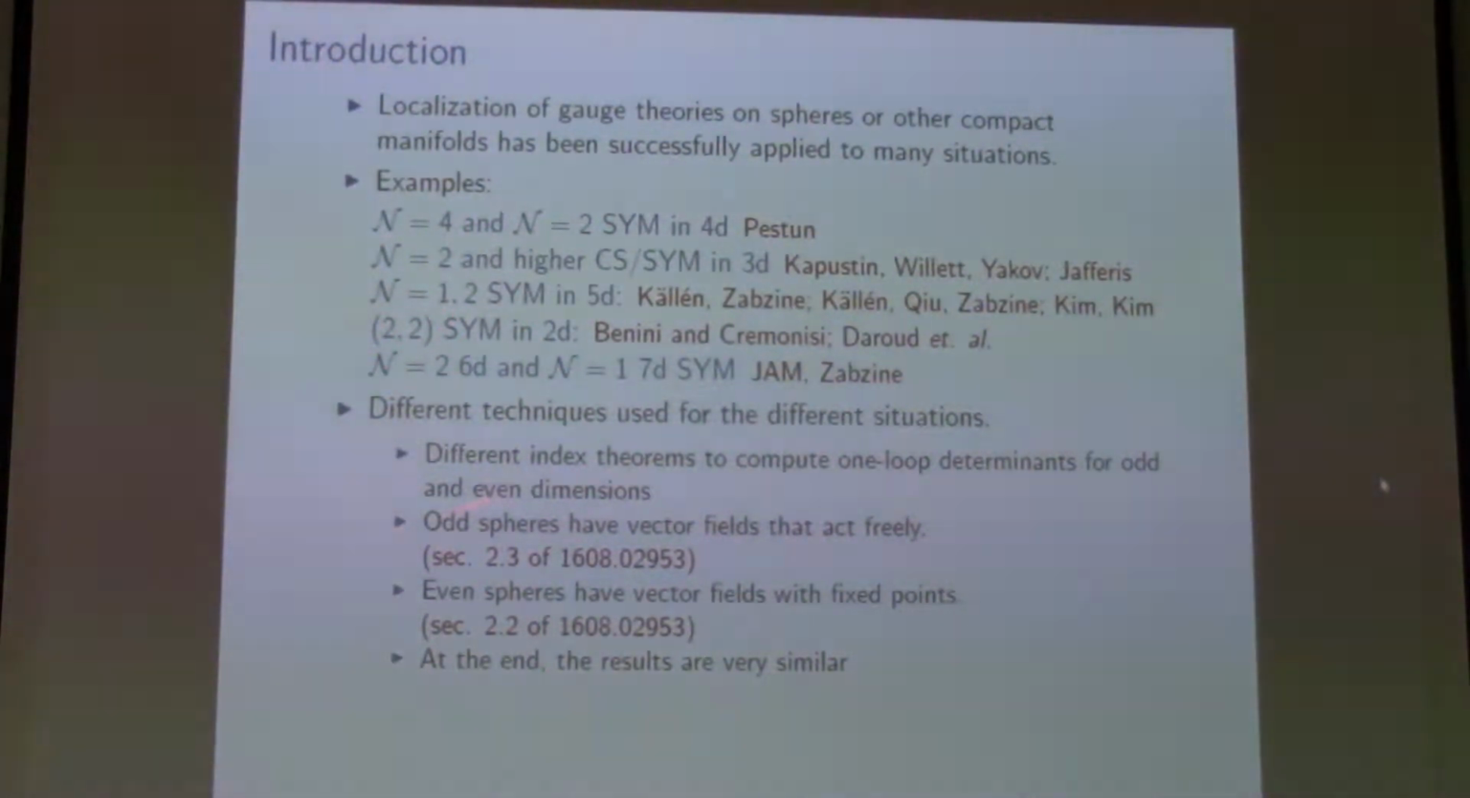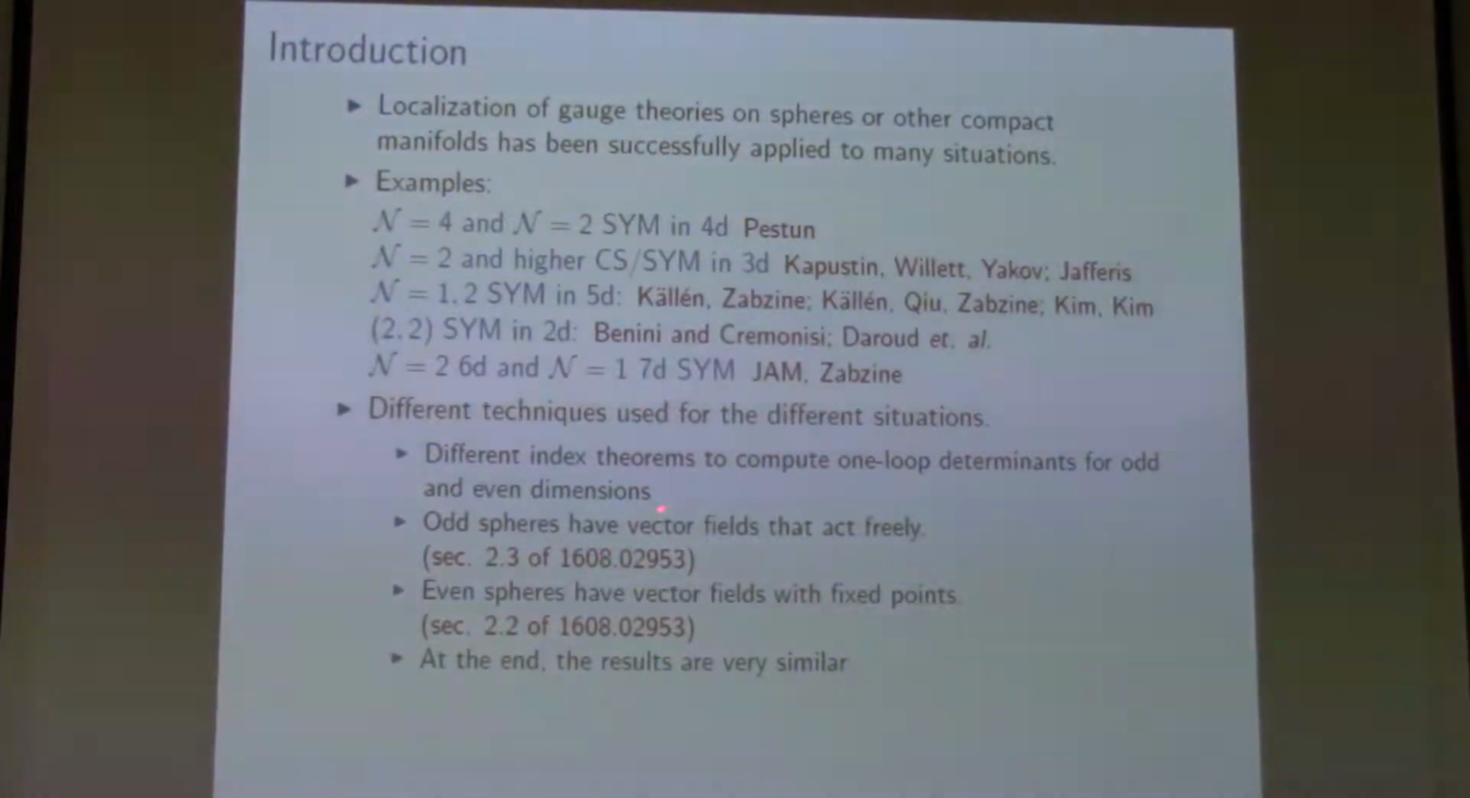So these different index theorems are used to compute the different cases. For example, there was a very large review done last year, and in the introduction of the review they described how to do the case for odd spheres, which was section 2.3, and for even spheres, it was in section 2.2.